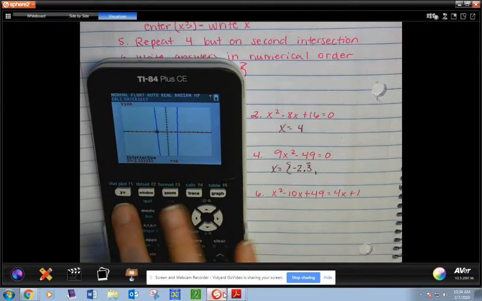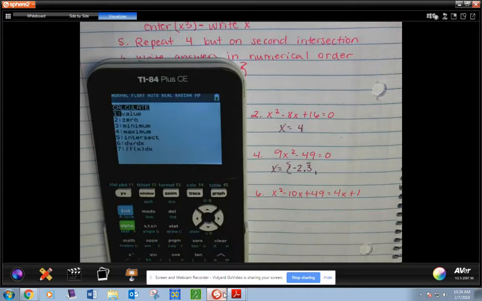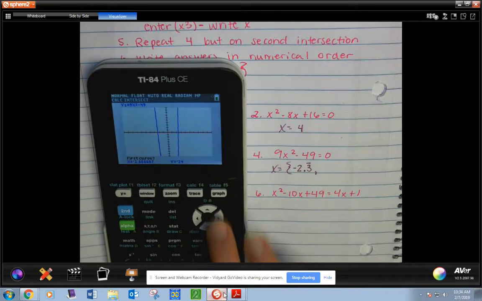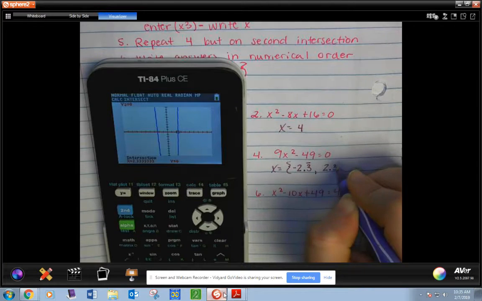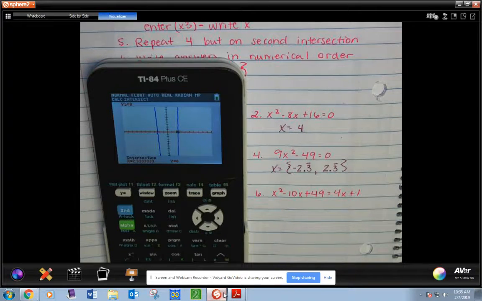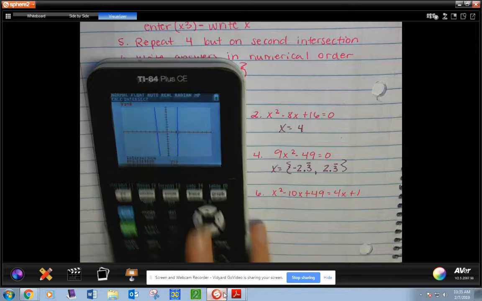Now I'm going to repeat. Second trace, number 5. I'm going to move back to the other side. Oh, okay. Enter, enter, enter. And this one tells me it's +2.3 repeating. If they give you a decimal, just give me one decimal place. That's fine. But if it's a repeating number, put the repeating bar.